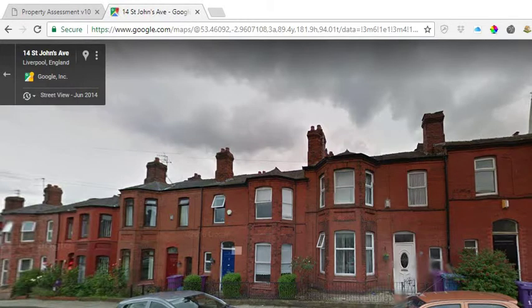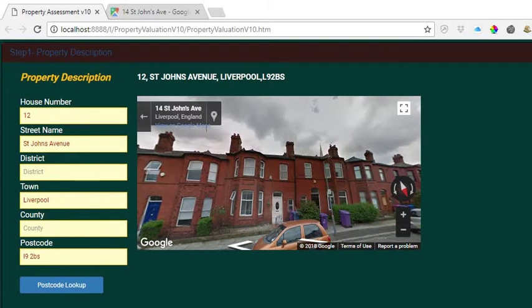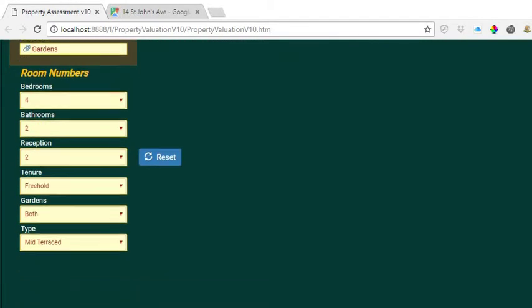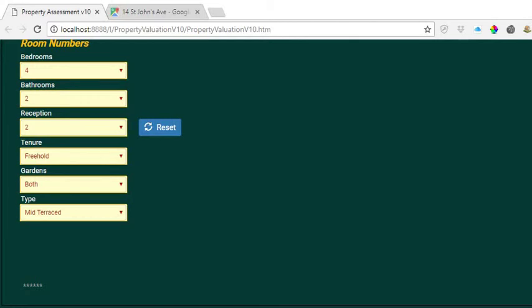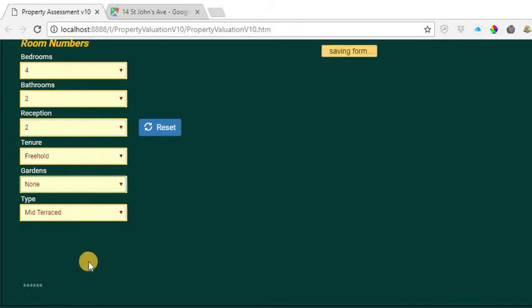Here is number 12, a mid-terraced house set in a fairly nice street, except for the dustbins outside, but that can't be helped. In step 1 we got some pictures, and put in the property address, how many bedrooms, bathrooms, reception rooms, its tenure, the type of gardens. Although we've put here it's got both gardens, you couldn't say the gardens, so I'll probably put none here. And we've put here it's a mid-terraced.